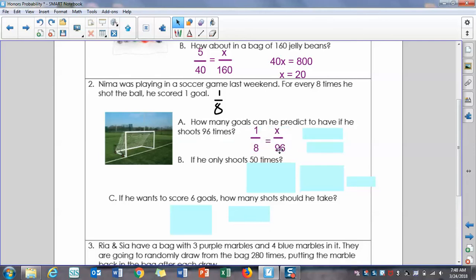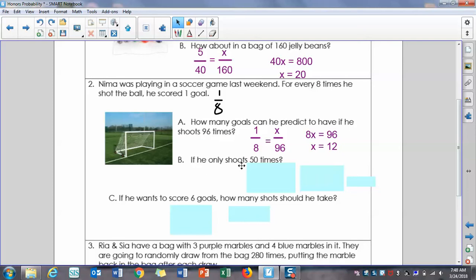Again, we're comparing the goals we are making out of the total shots in the denominator. So when we cross multiply, we get 8x is equal to 96. Divide both sides by 8, and Nemo scored 12 goals, or we can predict that he will score 12 goals if we continue with this pattern.